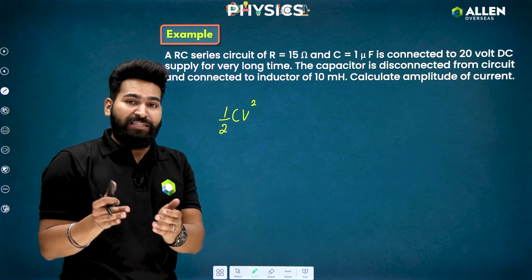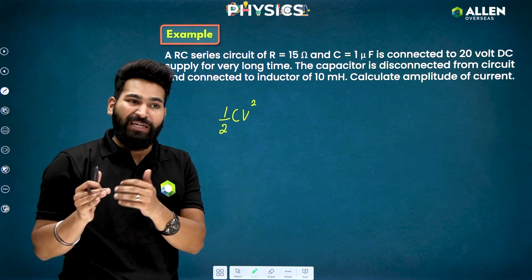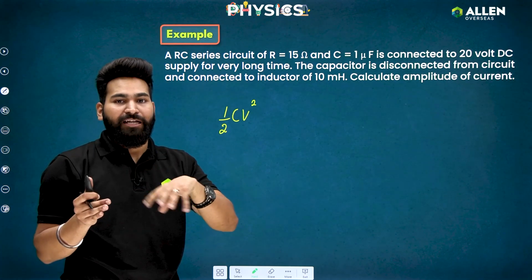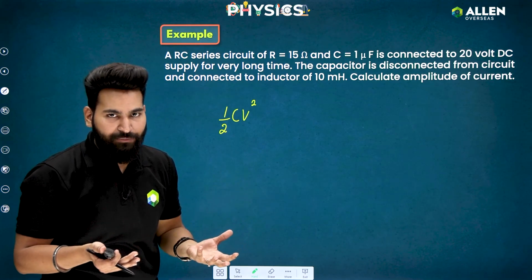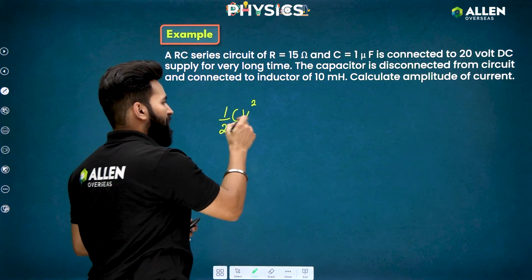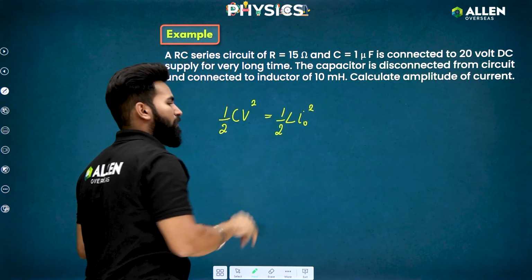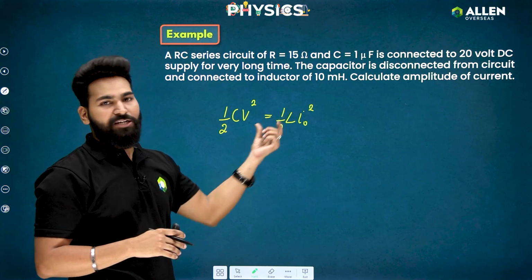And when it is stored maximally in the inductor, it is stored only in the inductor. So that same energy is oscillating between inductor and capacitor. So maximum energy stored will be the same according to energy conservation. So this half CV square will be equal to half L I naught square, the maximum current in the inductor. So that same energy will be oscillating.